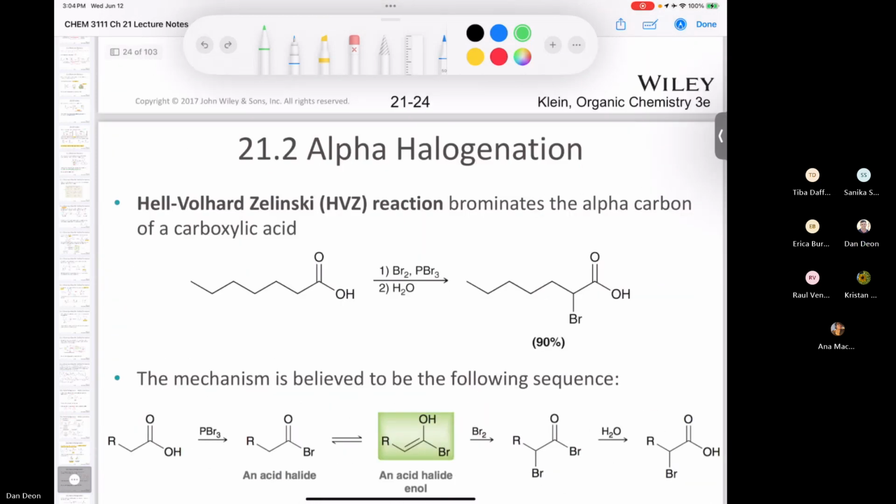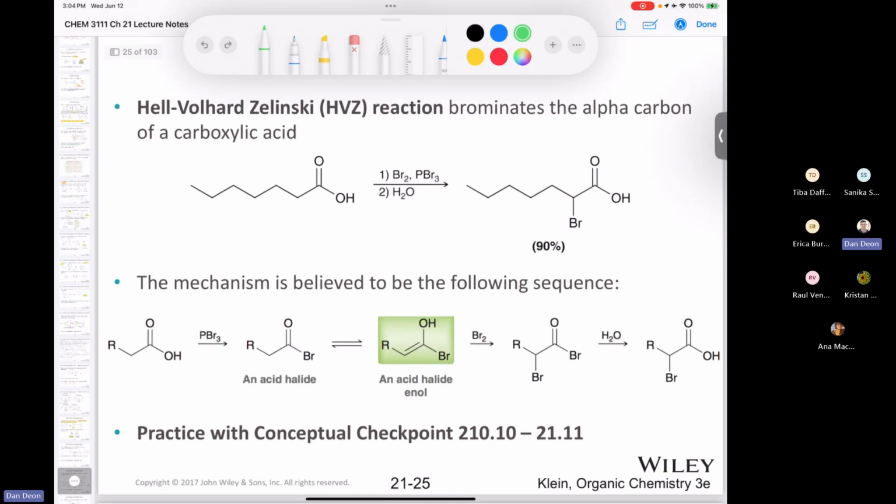All right. So that is kind of like your second reaction. It's almost like a 1.5. It's kind of adding on to the alpha halogenation. You throw in a base, you do an elimination, you get an alpha beta unsaturated ketone.